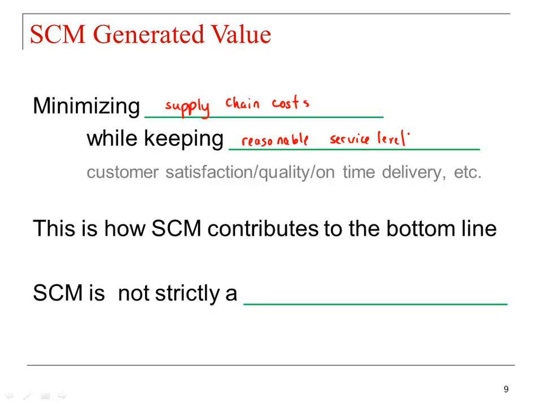Supply chain management is not strictly a cost reduction paradigm. Okay, so I just want to make that clear. It's not only about reducing the cost, it's also taking into account the customer satisfaction, delivery of the product, and the quality of the product.